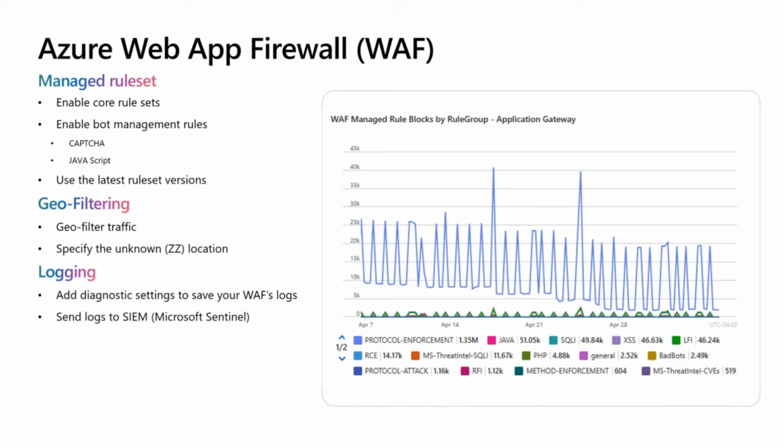To avoid blocking valid requests from these IP addresses, consider including the unknown country or region in your geo filter. When it comes to logging, it's always recommended to add diagnostic settings to save your WAF logs. WAF integrates with Azure Monitor, where you can send your logs and review them. We recommend reviewing them regularly. Reviewing these logs helps you tune your WAF policies to reduce false positives and understand whether your application has been the subject of attacks. Finally, you can also send logs to a SIEM, such as Sentinel, where you can do further analysis as well as integrate with automation.